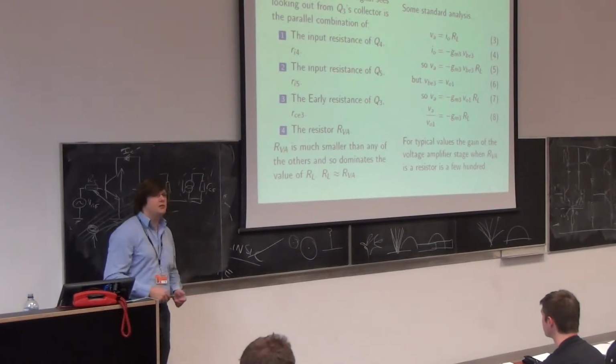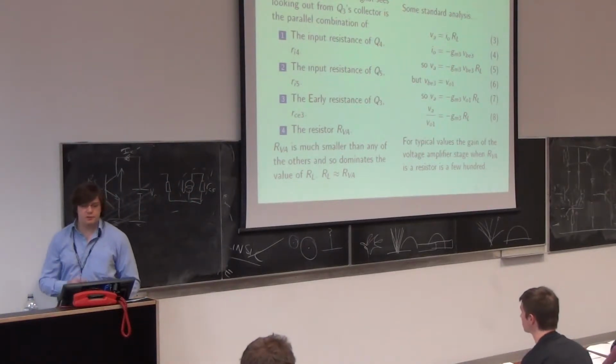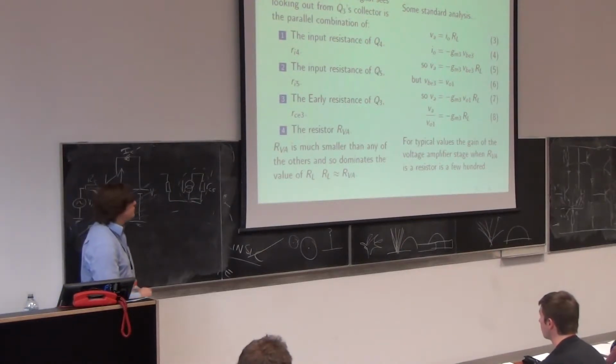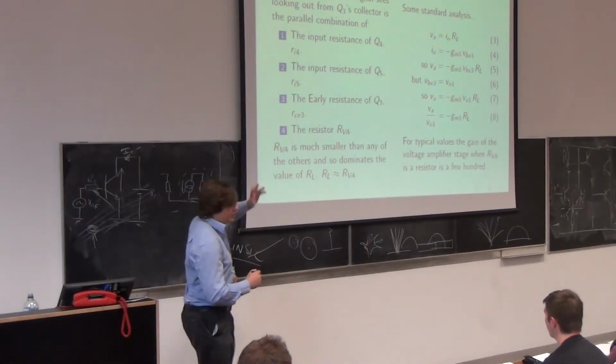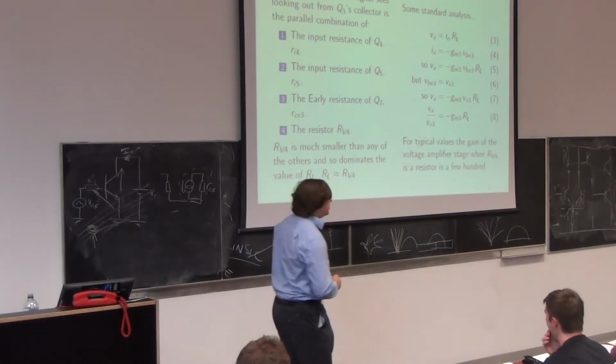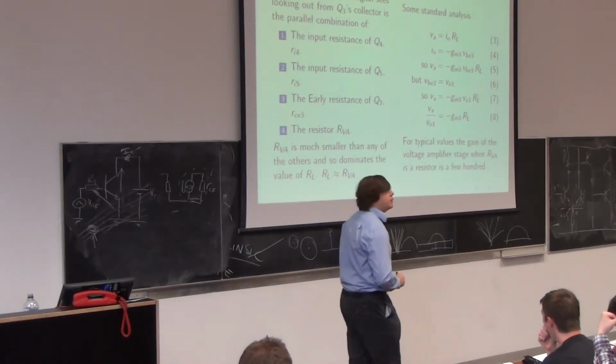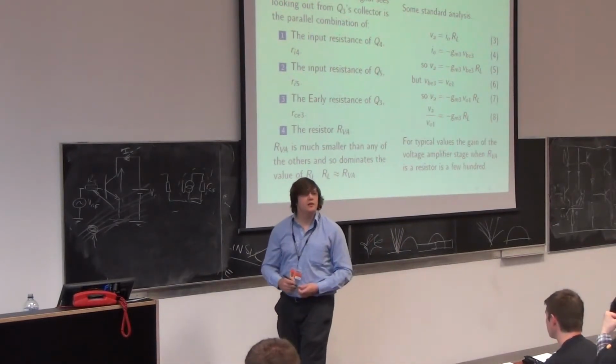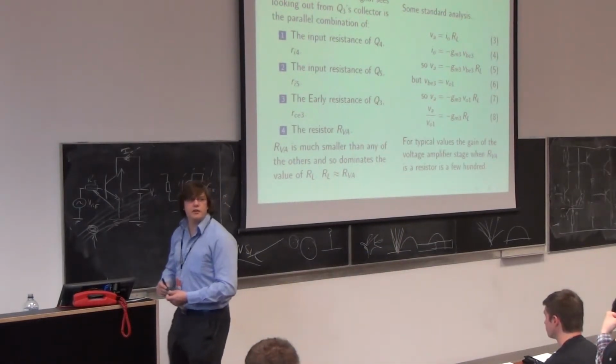So this is the same answer as for a non-degenerated common emitter. And for a resistive load, so for RVA in the big diagram is a resistor, we are looking at a couple of hundred, probably. There are all sorts of tricks you can use to make it much bigger, but we'll talk about it in a bit.